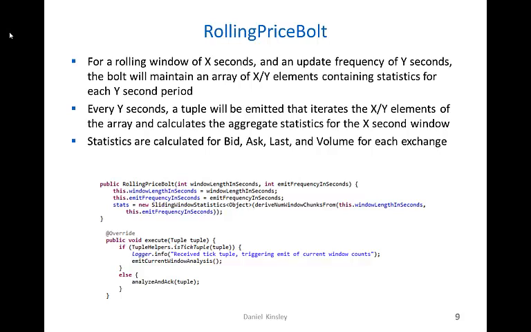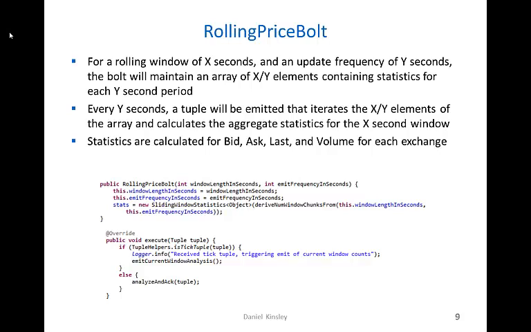So the rolling price bolt, this is where the magic happens. As tuples are emitted from the spout, the rolling price bolt will maintain aggregate statistics for each combination of exchange, so Mt. Gox or Bitstamp, and the values, so bid, ask, last, and volume. The bolt is configured with two parameters: the window length, which is the number of seconds of history to consider, and the emit frequency, which is how often we want to emit a tuple containing the aggregate statistics for each metric.